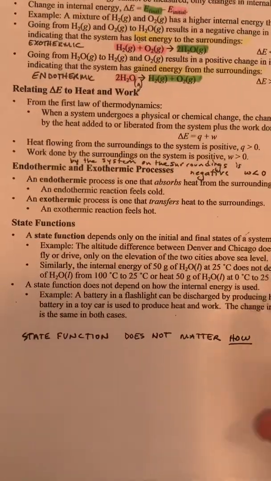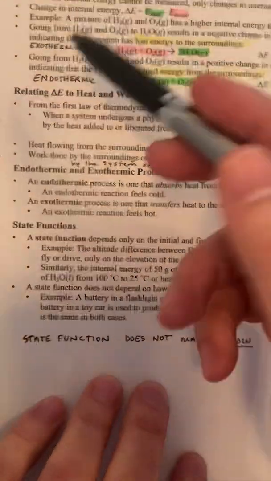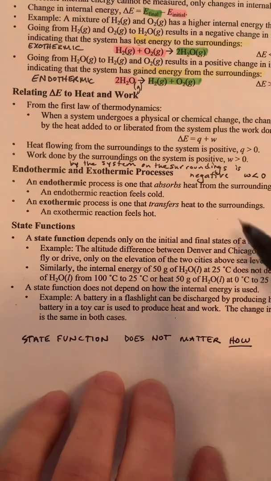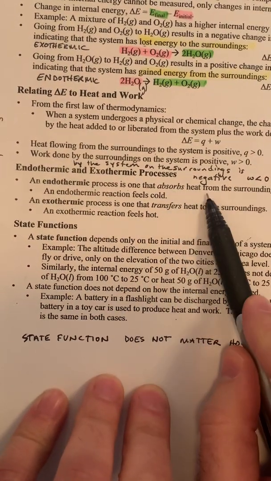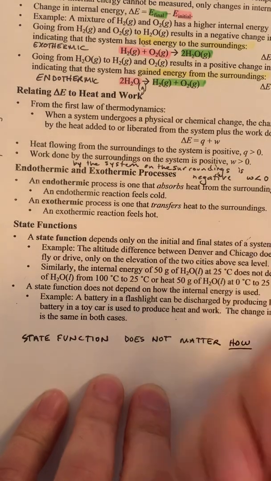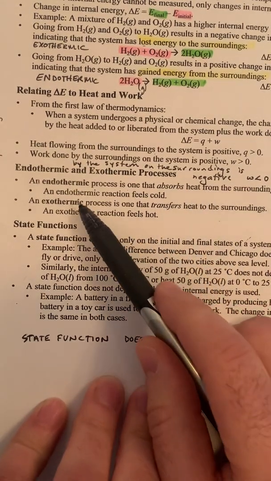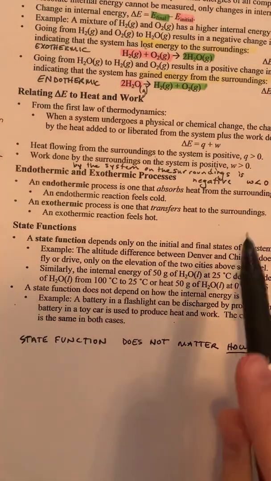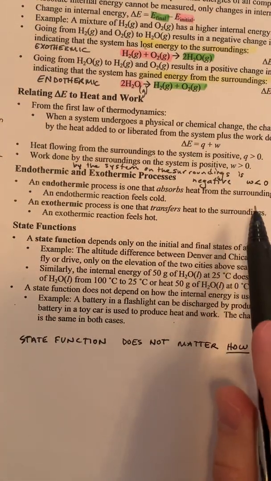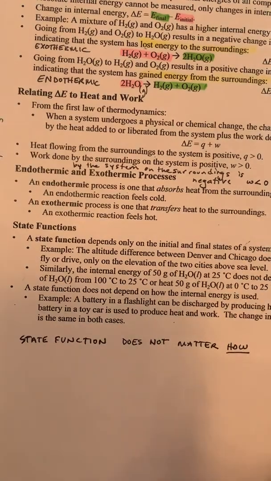All right. Endothermic and exothermic. I already mentioned these up here. We've learned about it in Chem 1 as well. Endothermic absorbs heat. Endo is entering. So an endothermic reaction feels cold. Now this is the part where people sometimes get confused, because they're like, well, if the system is gaining energy, it should be heating up, right? And the answer is yes. But think about how that affects the surroundings.